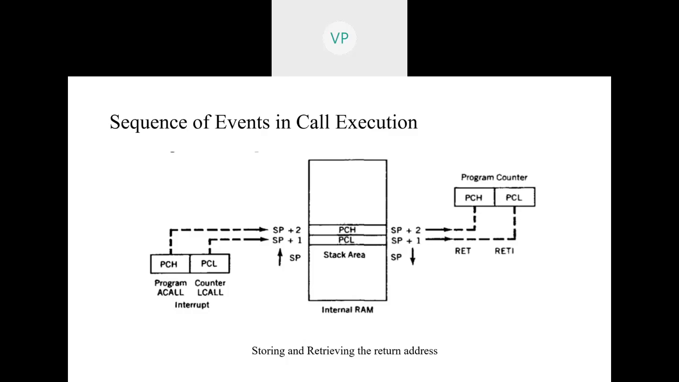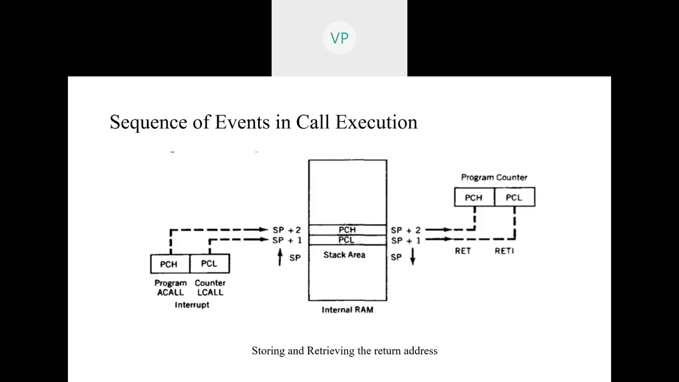Now the PC will have the address of the subroutine, because it has to execute the subroutine now, right? Or the interrupt service routine, which is called because of the interrupt. Now it will execute the subroutine there, and it will run the return. After returning, the processor has to return back to the original program, the program which has called the subroutine, which in this scenario is the main program.